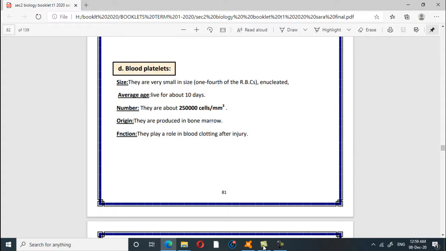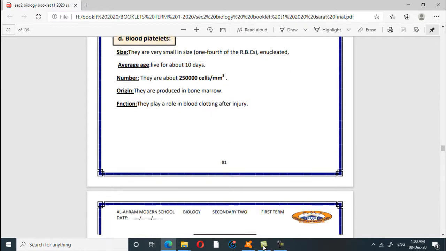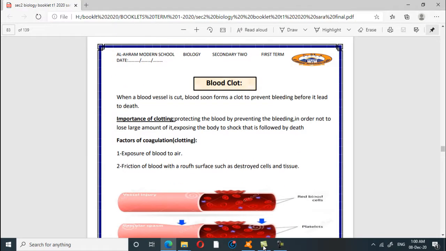Another component of blood is the blood platelets. Blood platelet size is about a quarter the size of the red blood cells. Its average age is about 10 days and its number is about 250,000 cells per cubic millimeter. They are also produced inside the bone marrow and play an important role in making a blood clot or preventing bleeding. So what is the mechanism of the blood clot?